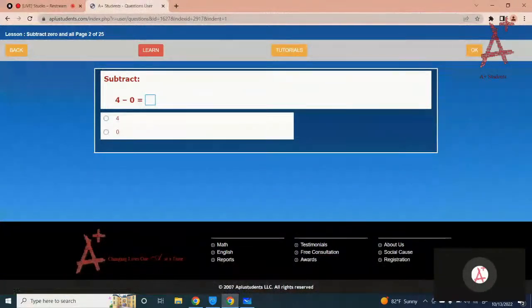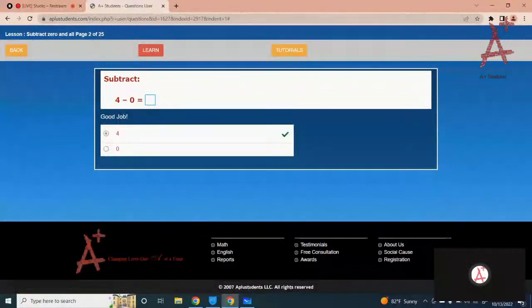Okay, the next one is 4 minus 0. So again, the same point I'm going to repeat. When you subtract 0 from a number, the number stays the same. So 4 subtract 0 equals 4. The answer is the number itself. Got it? 4 minus 0 equals 4. So select the correct option and click on the OK button.